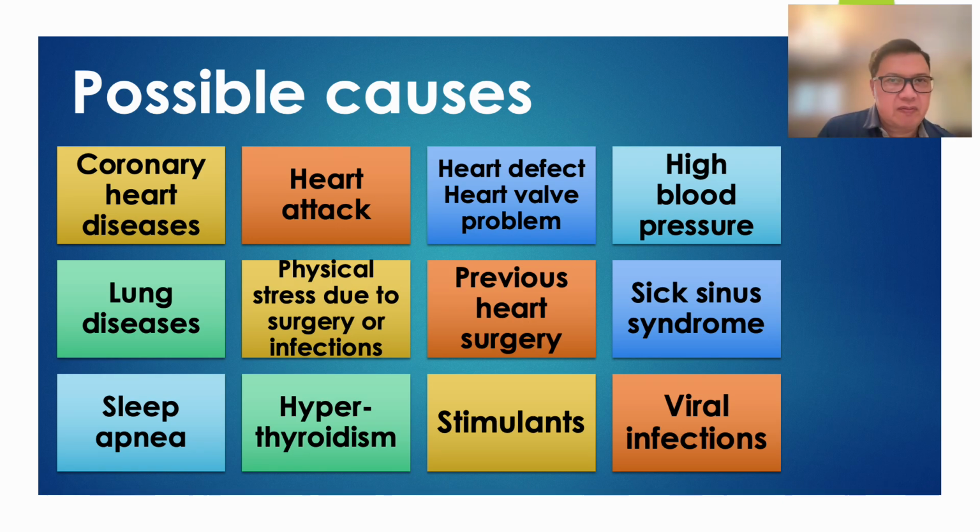Possible causes of AFib include coronary artery disease, MI, which is heart attack, heart valve problems, high blood pressure, lung diseases like COPD, previous heart surgery, sick sinus syndrome, sleep apnea, hyperthyroidism, and also stimulants like alcohol, caffeine, and even drugs like methamphetamine.